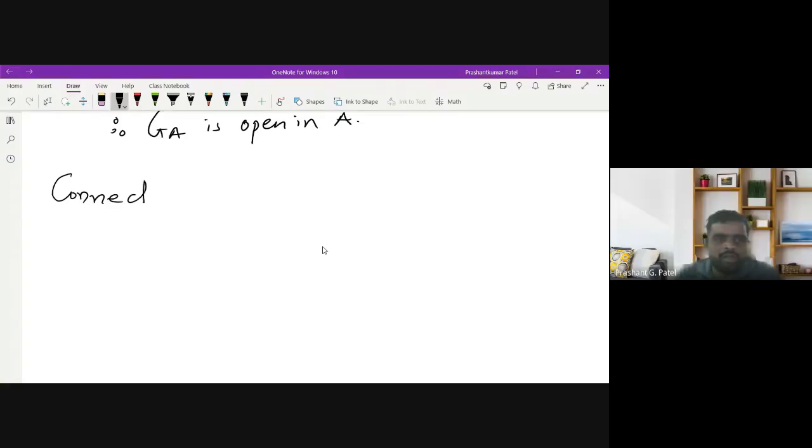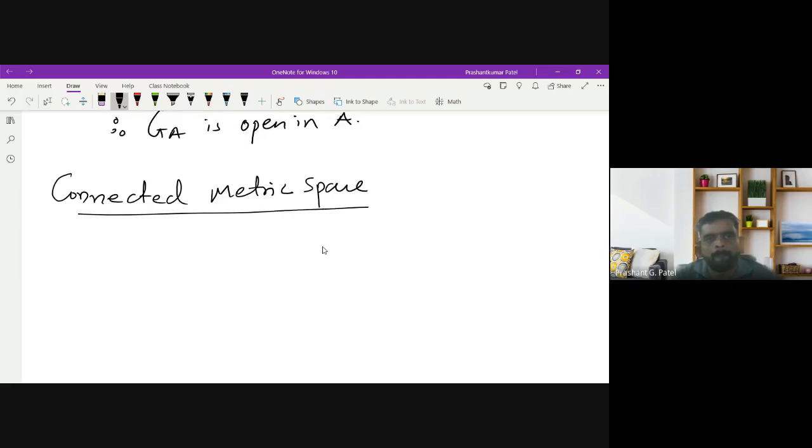Now what we need to learn next is connected metric space. Whenever connectedness comes to mind, that means there has to be no partition, or I can say there is no separation. So for that we need to define what the definition of a separation is, when I can say that two sets, or one single set, has a separation.